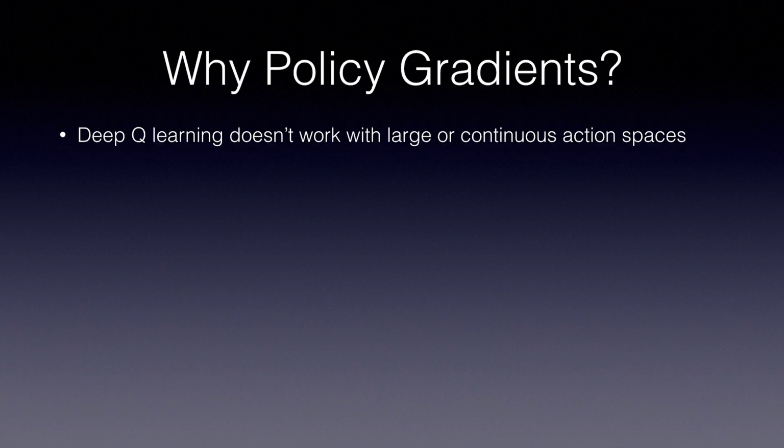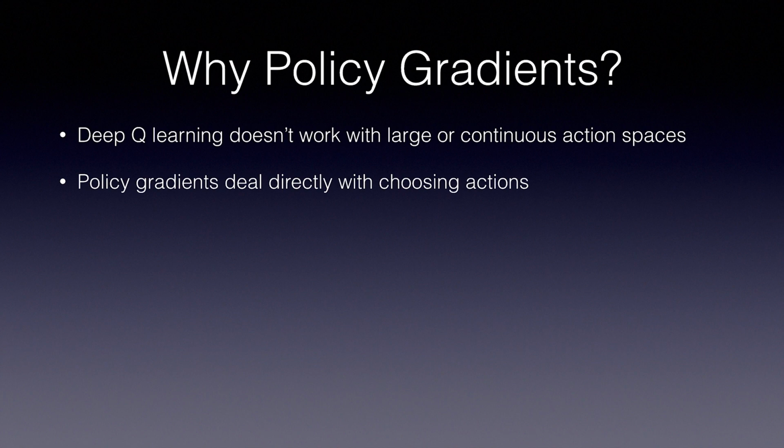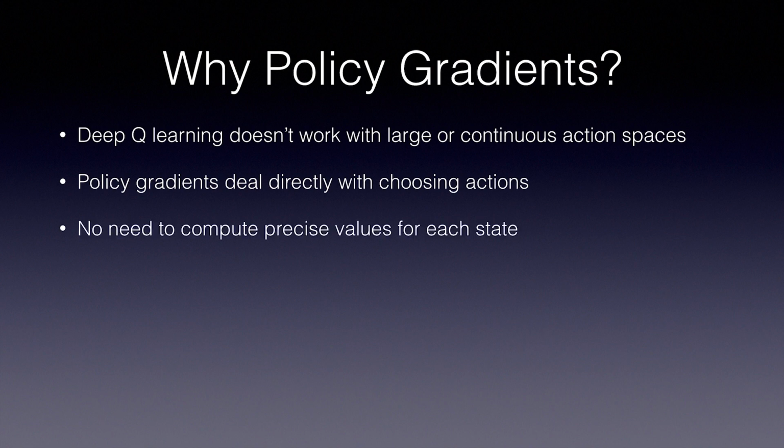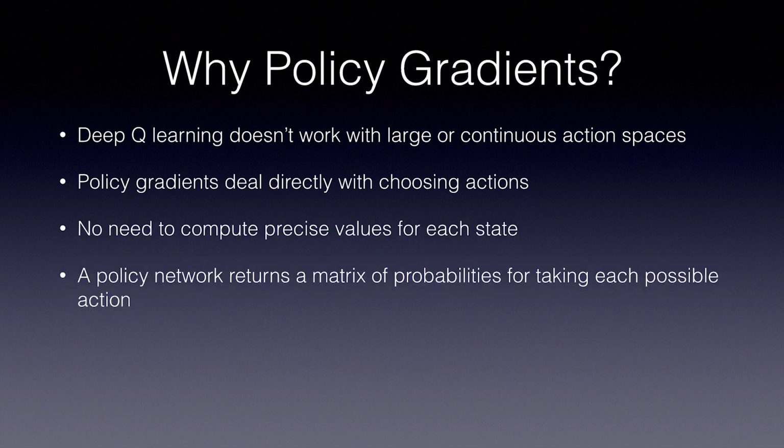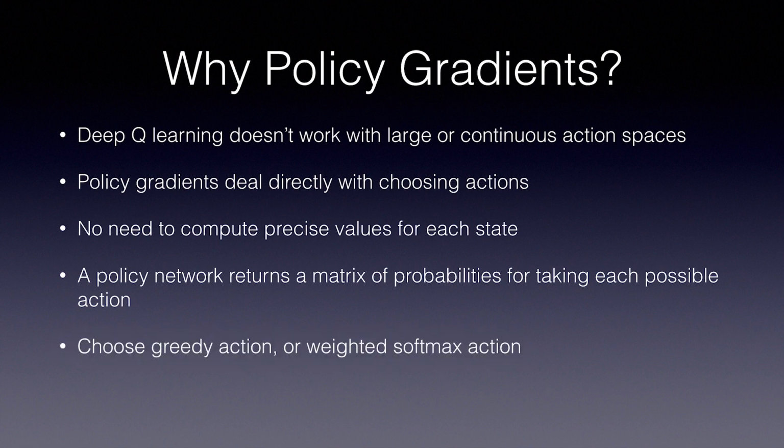Deep Q-Learning doesn't work with large or continuous action spaces. Policy methods do. Policy gradient methods deal directly with tweaking the policy function without the need to compute precise values. A policy network returns a matrix of probabilities for taking each possible action. We can either greedily take the action with the highest probability, or, especially during training where exploration is important, we can take a random action based on the weighted probabilities returned. Policy is usually represented in mathematical notation with the symbol pi.